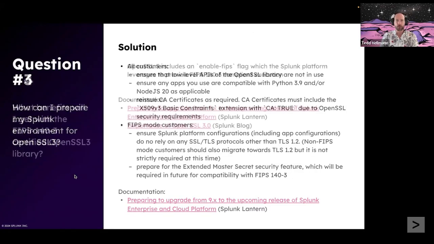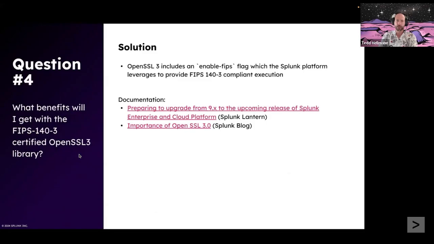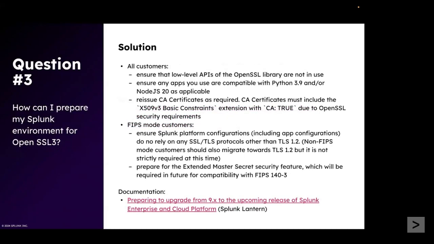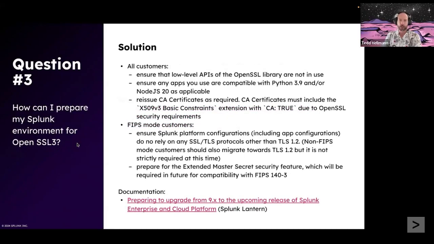One of the other things you should be aware of is that CA certificates are now required to have the basic constraints property specified. Can you go back to the previous slide, actually? There you go. This is just making sure that your certificate includes the CA equals true parameter. So those apply to all customers of the next version of the Splunk platform.